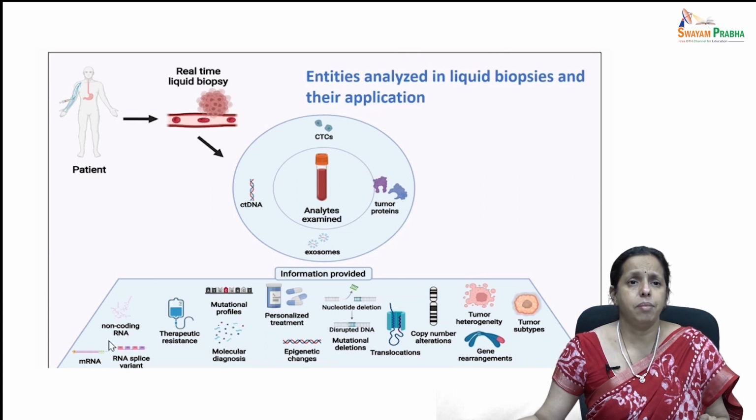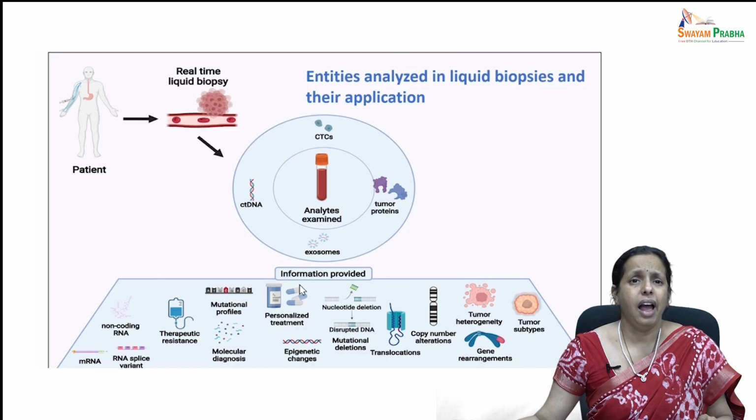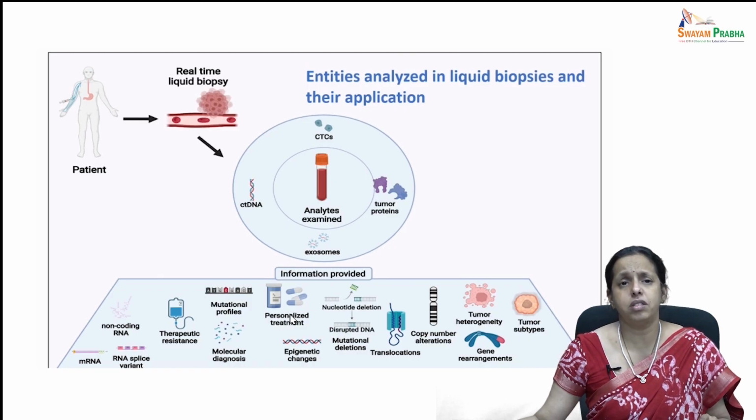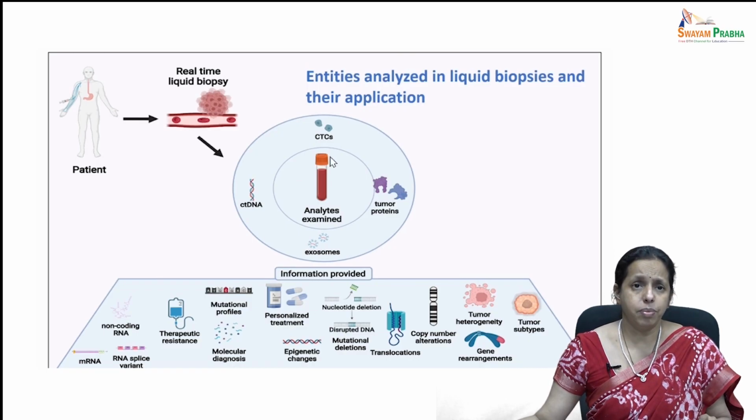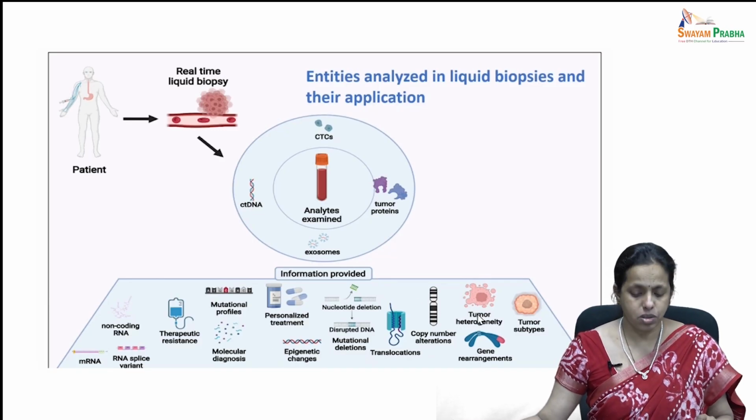So you have the mRNAs, then you have to look for the non-coding RNAs, ncRNAs, then your RNA splice variants, and then you look for the mutational profiles, which is very important, and then you look for molecular diagnosis, and then as I mentioned, your personalized treatment strategy. From this particular analysis you can really adapt, and then you can even look for all these different variations, whatever we looked into in the basics of cancer.